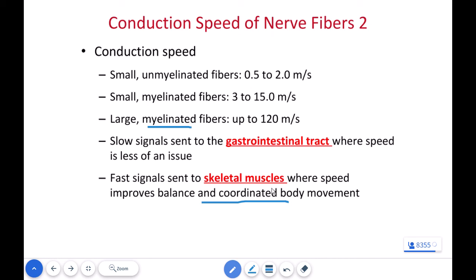When we think of where we want slow signals, as a rule of thumb, we want the slow signal conduction speed to be associated with something that's not going to be immediately life-threatening. So those are typically going to be signals from the visceral organs, or the organs of the thoracic and the abdominal pelvic cavities.